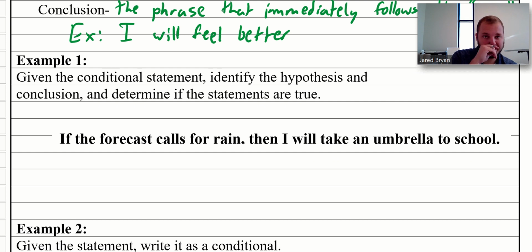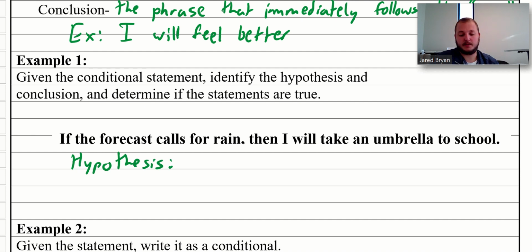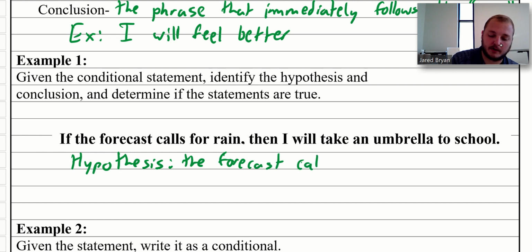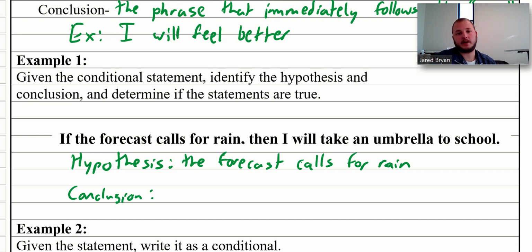Okay, so first piece here, hopefully you have this written down. If not, you can pause real quick. I want to identify the hypothesis. Again, like we said, we're not including the if, we're just including everything after it up to then. So we're going to say the hypothesis is the forecast calls for rain. That is my hypothesis. That is the conditional part of the statement. Given this, or if this, if the forecast calls for rain.